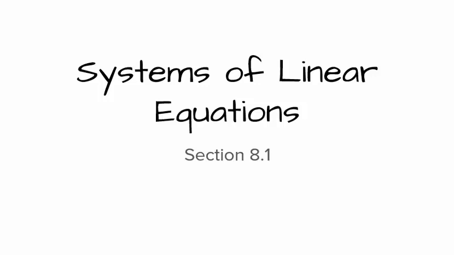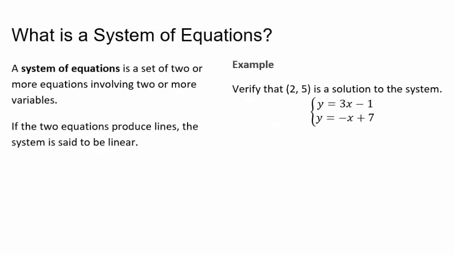This is section 8.1 on systems of linear equations. A system of equations is a set of two or more equations involving two or more variables. Usually our variables are going to be x and y, but if you have three variables, you could have an x, a y, and a z. If the two equations produce lines, the system is said to be linear, and so that's really what we're going to focus on in this class.